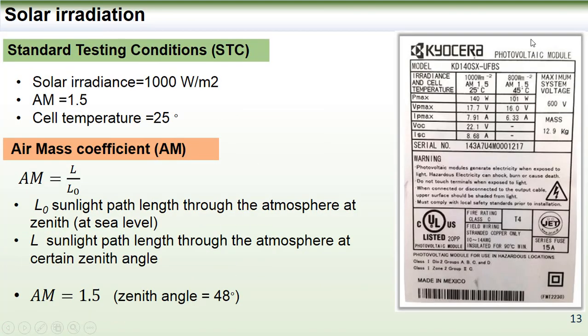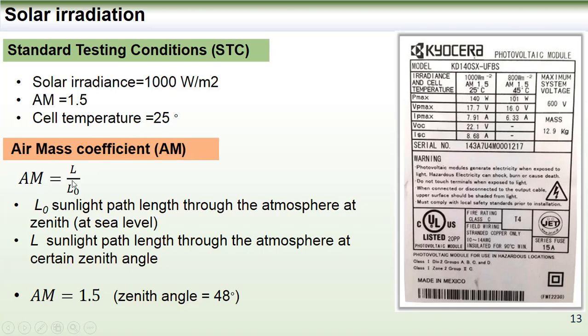Now, most PV modules contain a plate with important indices or numbers given at certain conditions, often called standard testing conditions, which is basically 1000 watt per square meter as solar irradiance, AM equals 1.5, where AM is the air mass coefficient, and a PV cell temperature of 25 Celsius.